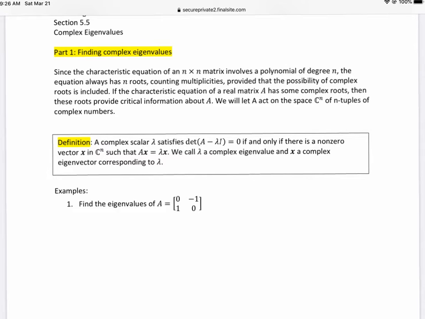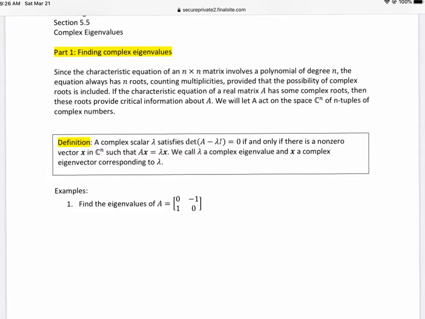Hi everyone. This video is meant to go along with the 5-5 note sheet part 1, and if you haven't already opened that up, you're going to want to do that before you continue with the video. This first work module is essentially going to cover section 5-5.